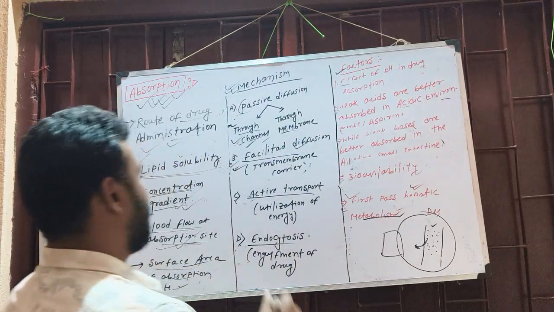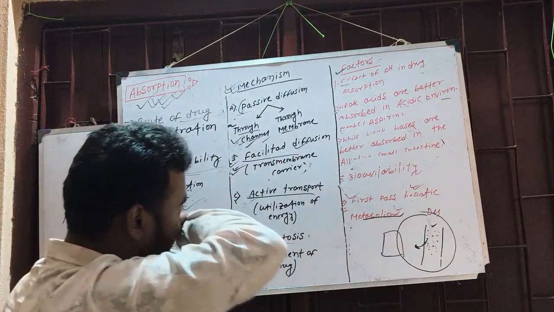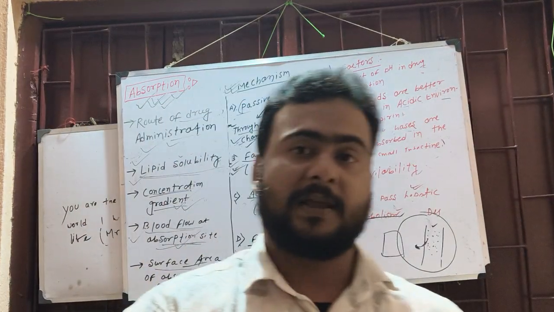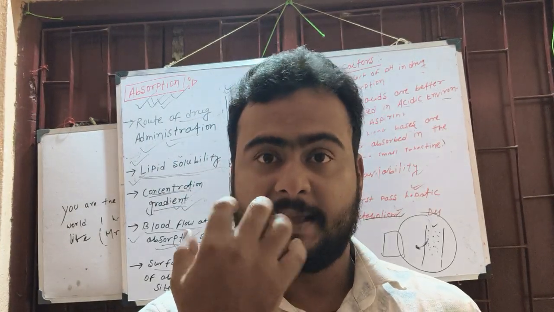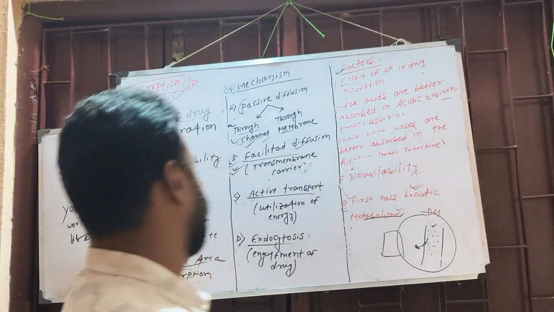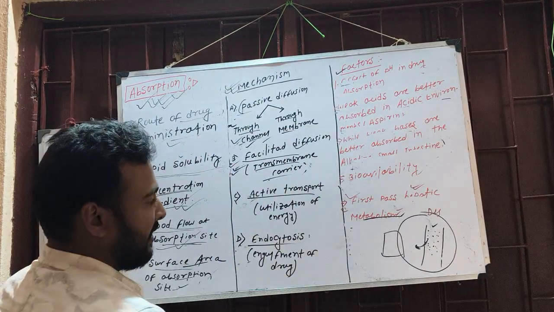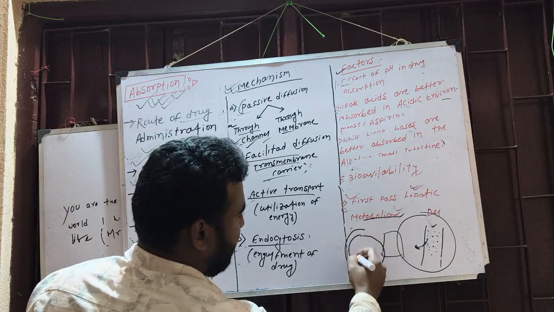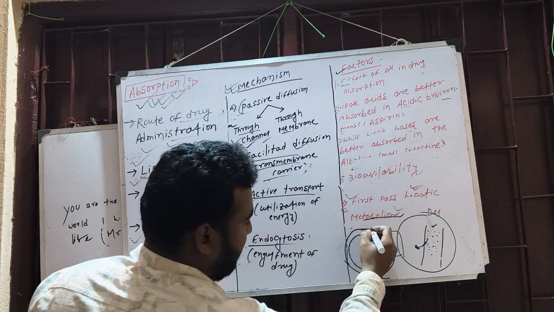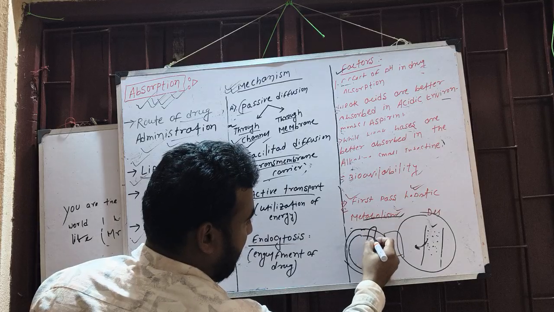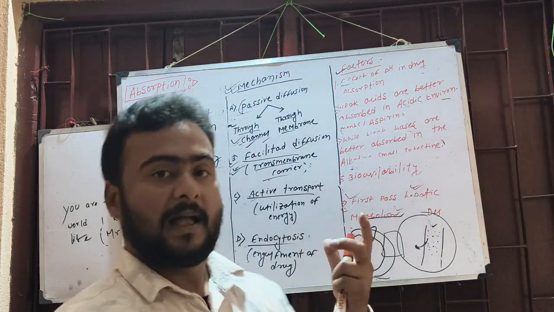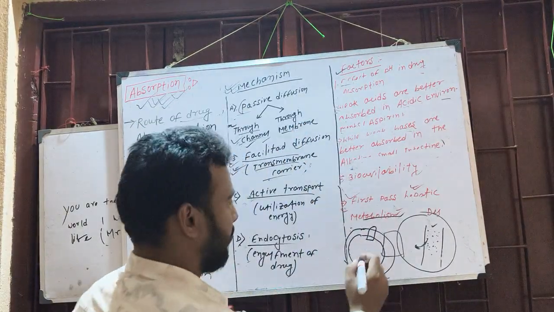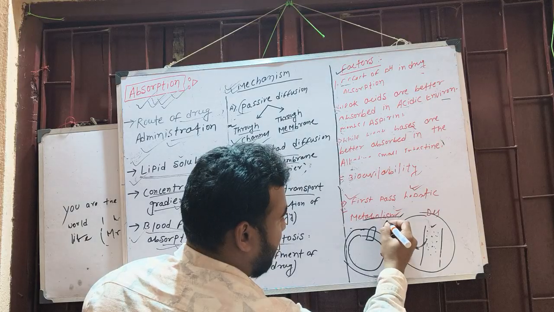How? By facilitated diffusion. Facilitated diffusion means the drug will be accepted by a transmembrane carrier. What is a transmembrane carrier? If you consider this is the cell, a transmembrane carrier is nothing but a carrier, and it works as a lock and key type. Suppose you consider this one is a drug.